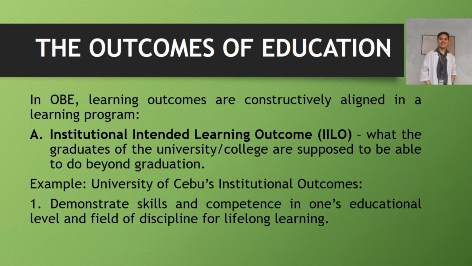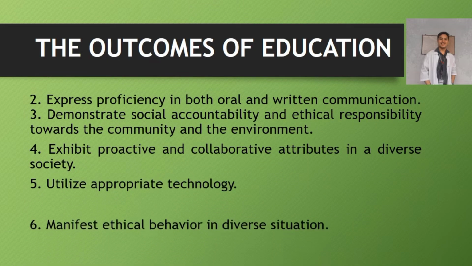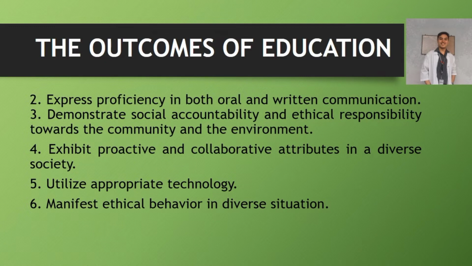So here is the University of Cebu's institutional outcomes. One is to demonstrate skills and competence in one's educational level and field of discipline for lifelong learning. Second, express proficiency in both oral and written communication. Third, demonstrate social accountability and ethical responsibility towards the community and the environment. Fourth, exhibit proactive and collaborative attributes in a diverse society. Fifth, utilize appropriate technology. And the sixth one will be to manifest ethical behavior in diverse situations. So this is an example of an institutional learning outcome.